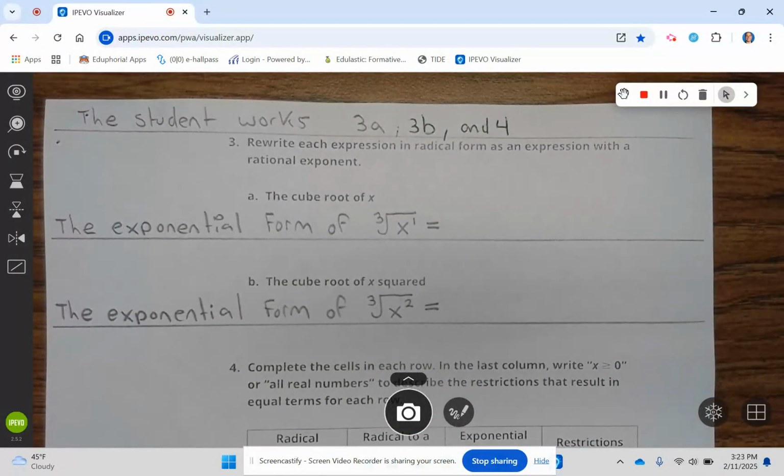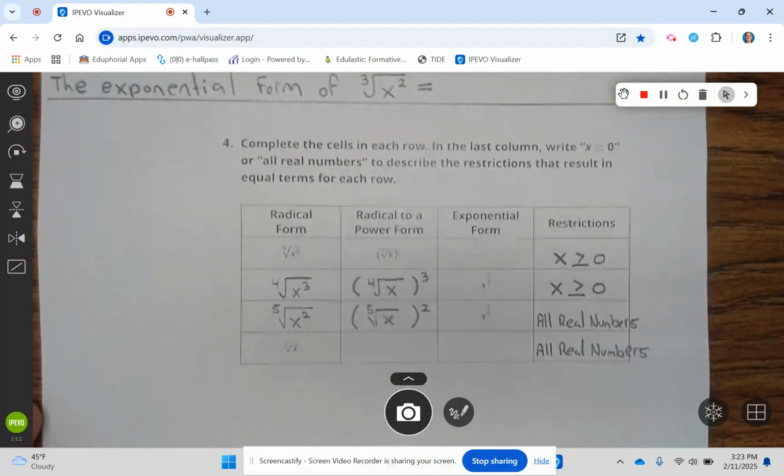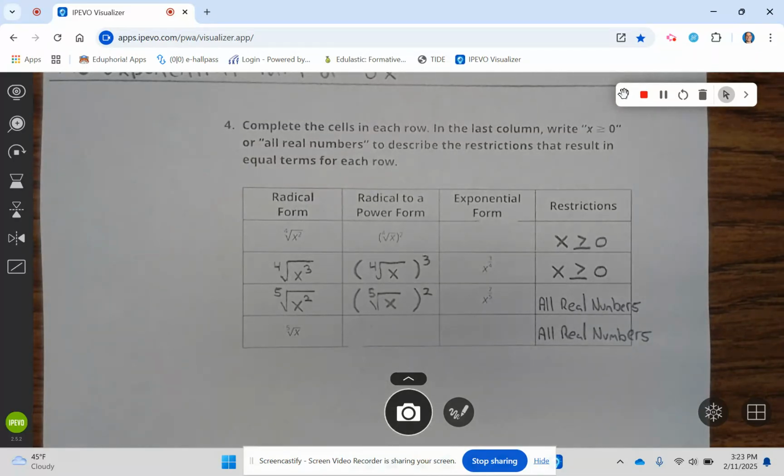The student works 3a, 3b, and 4. All right, go ahead and start working on your assignment, and have a wonderful Wildcat day.